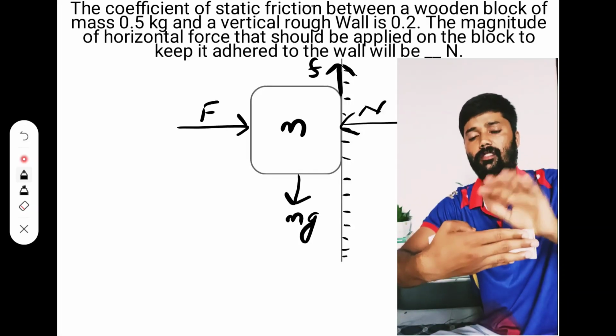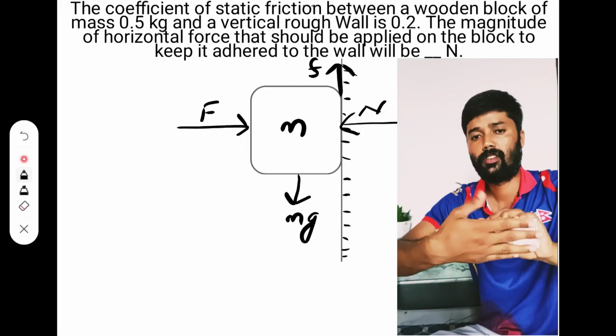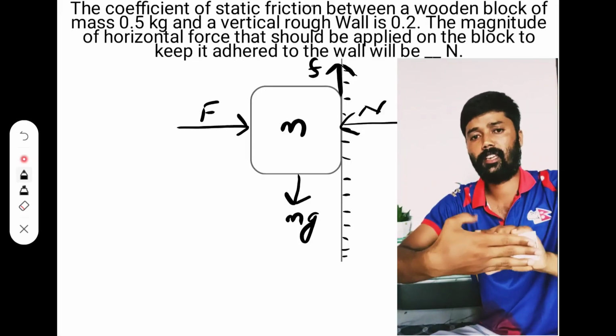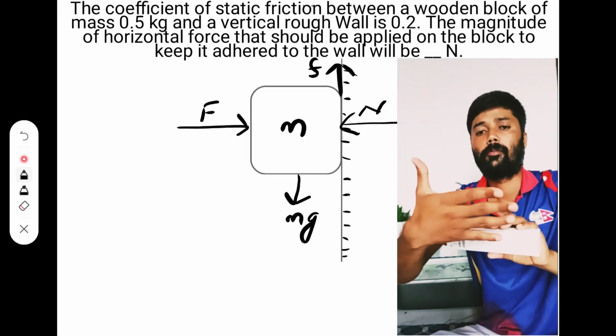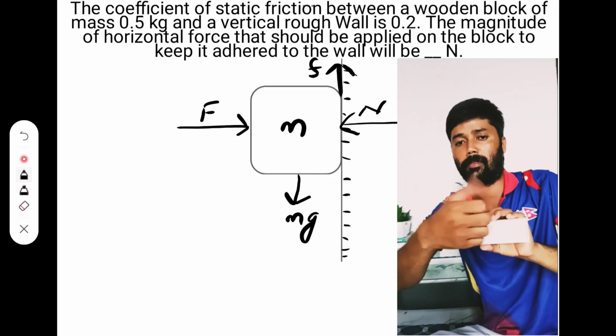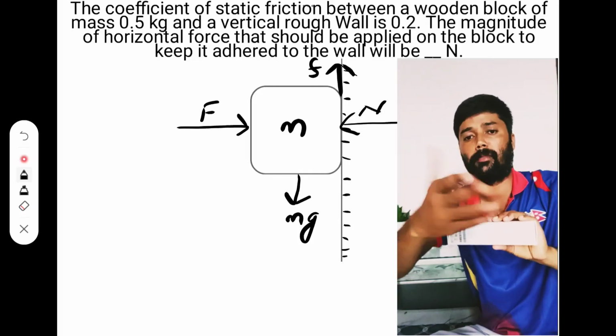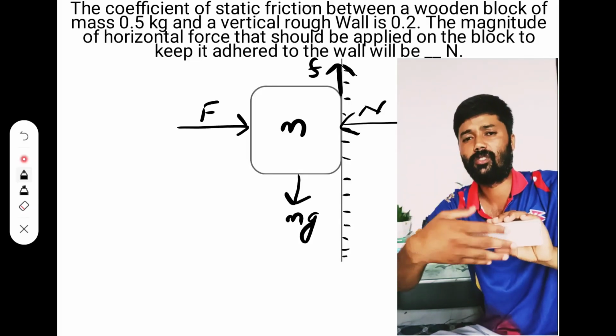For my palm, it will act in the opposite direction. So this F and this normal cancel. So my palm is not moving. Net force on my palm is 0. F and normal are acting in opposite directions, so on my palm, net force is 0.